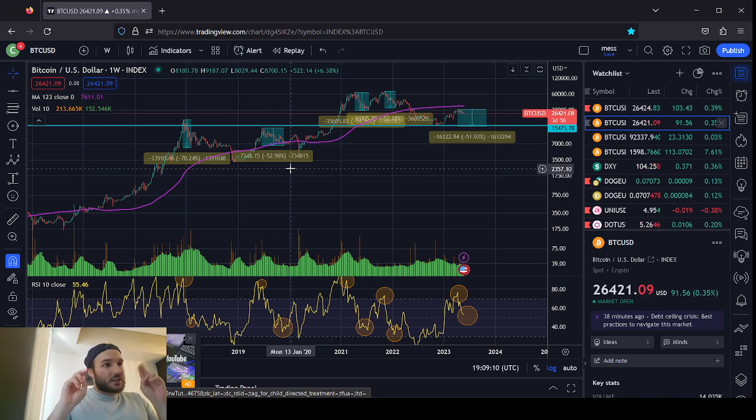Because this is the week. I don't think that it's a cycle low. That's why I say that. I really don't think it's the cycle lows.